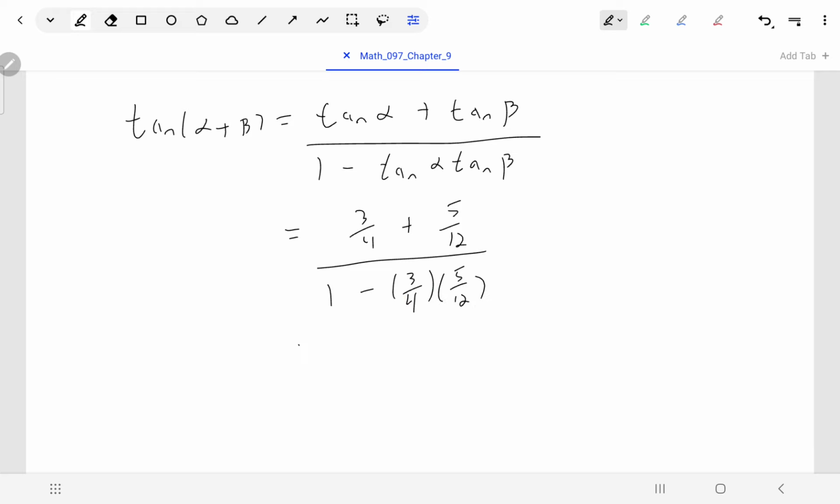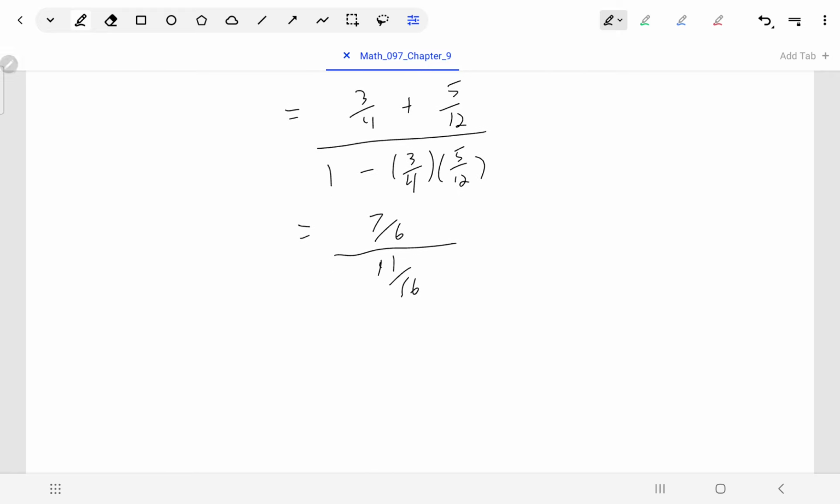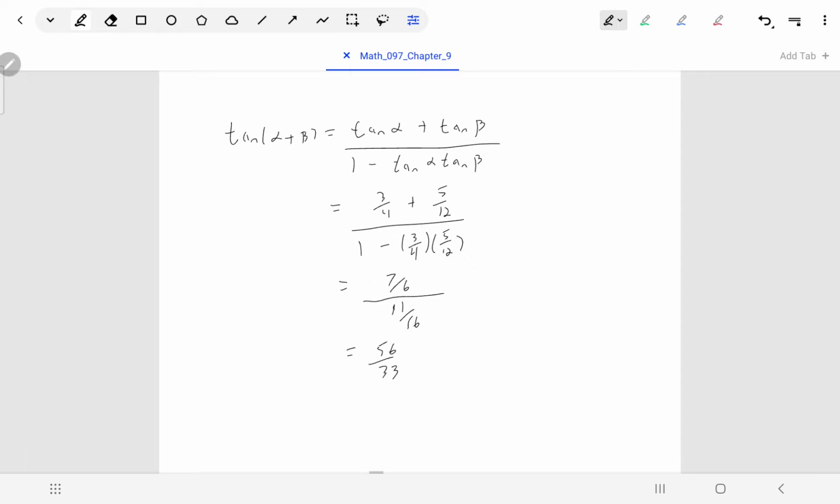And then just a little bit of cleaning up. The numerator simplifies to 7/6. The denominator, 1 minus that, gives me 11/16. And then 7/6 divided by 11/16 is 56 over 33. There we go. So the actual finding of tangent of alpha plus beta was just really putting things in a formula, but to get there we needed to do some chapter 7 work figuring out what sine and cosine were and using them to figure out tangent first.